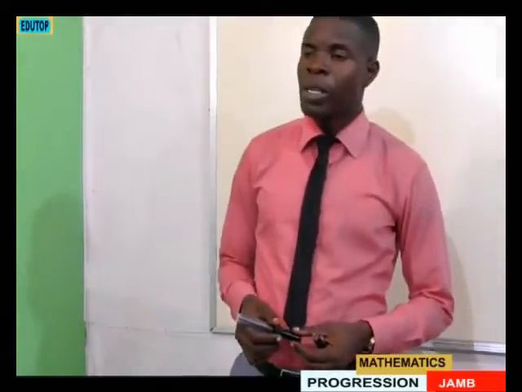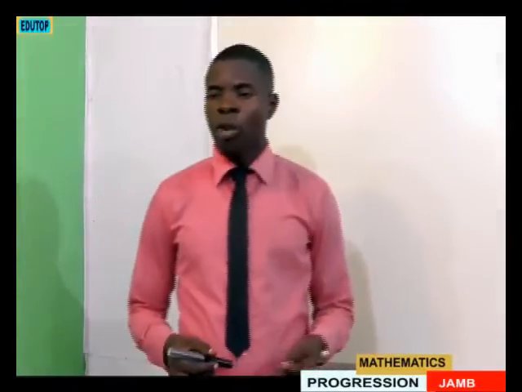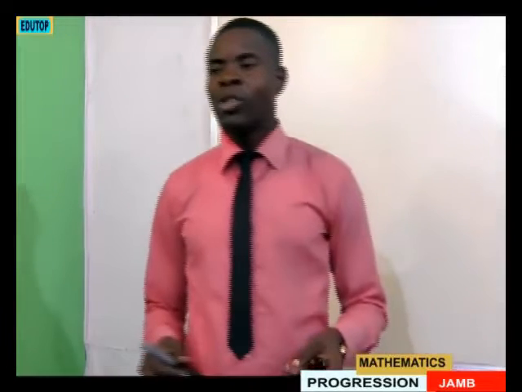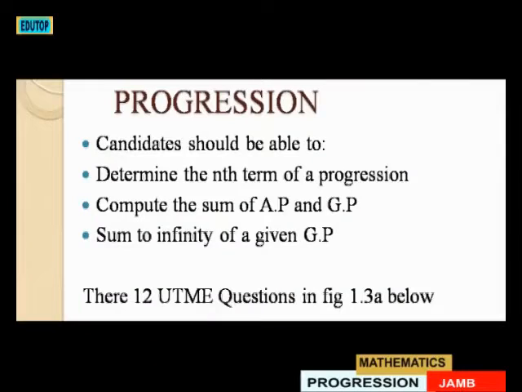Now, the next topic is progression. What ought the candidate to know? The candidate should be able to: 1. Determine the nth term of a progression. 2. Compute the sum of AP and GP. 3. Find the sum to infinity of a given GP.